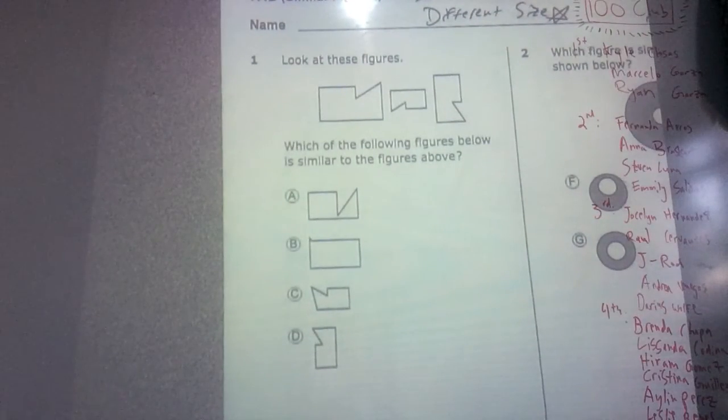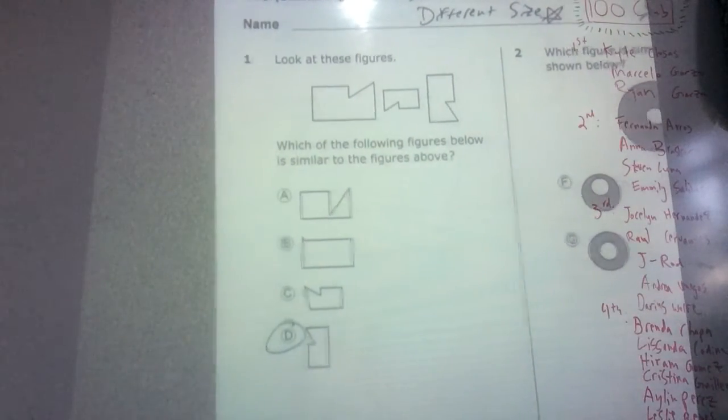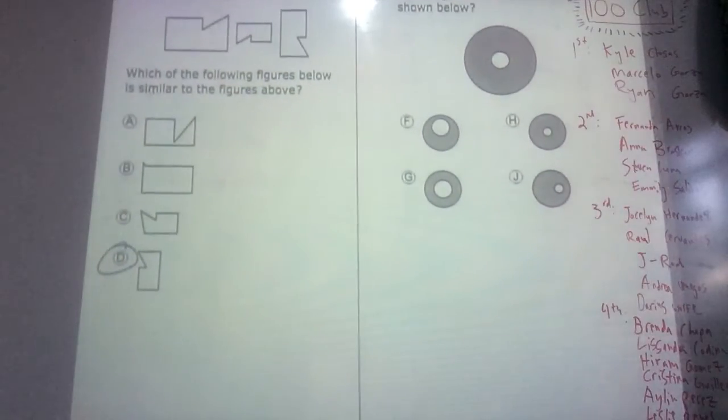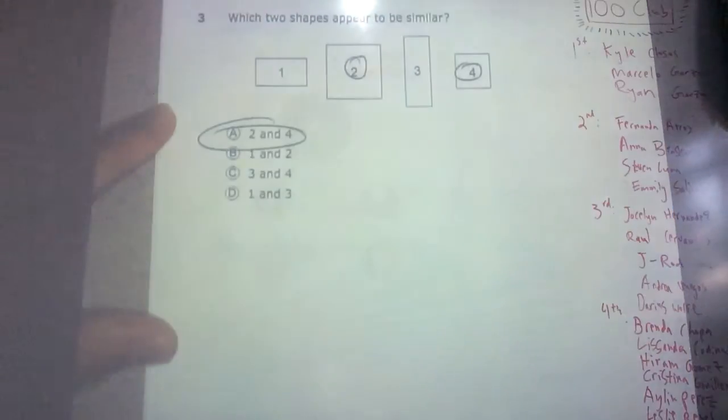Okay, now look at these figures. Which of the following figures is similar to the figures above? The answer here is going to be D. And the answer over here is going to be H. If I turn the page, which shapes appear to be similar? It's going to be 2 and 4, which is A.